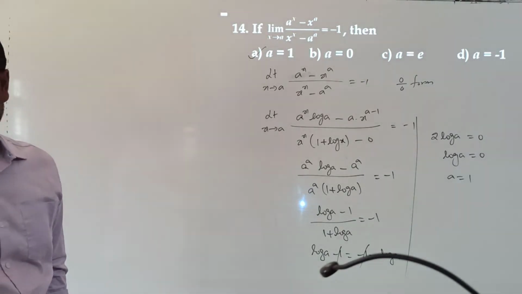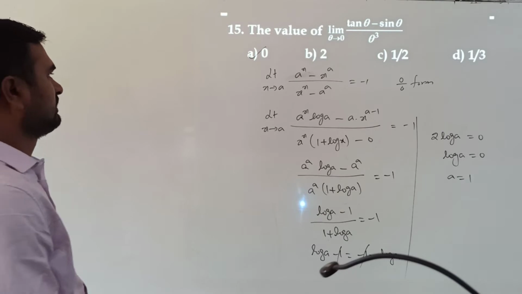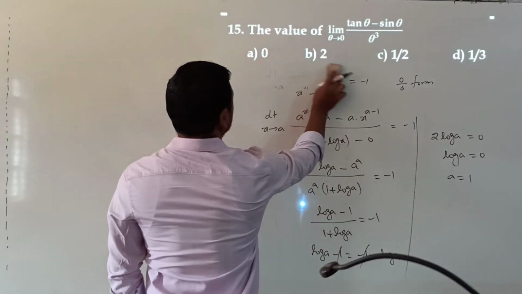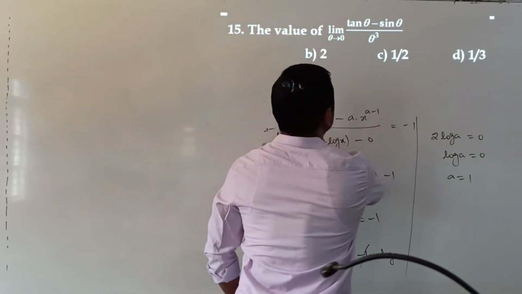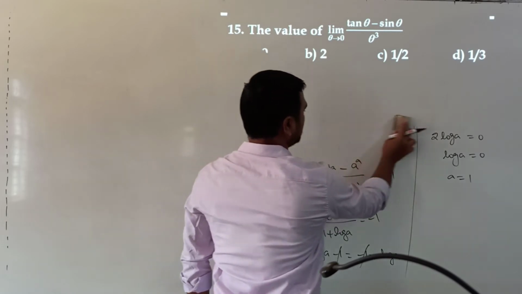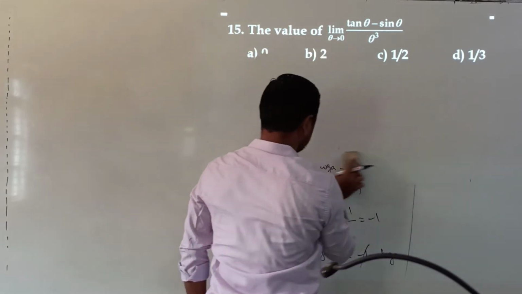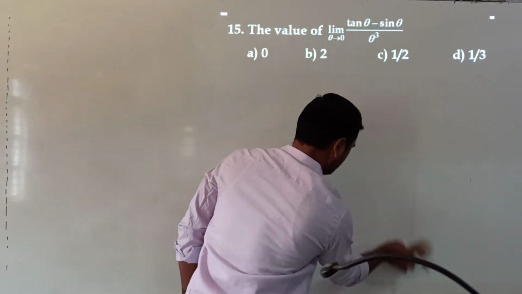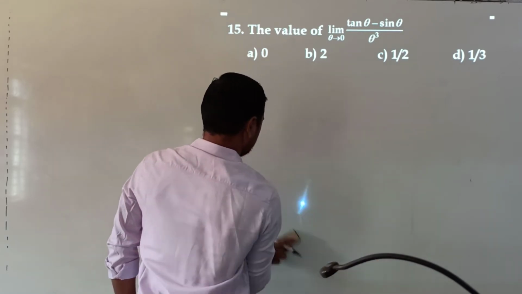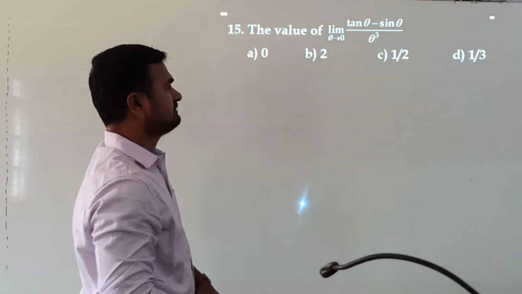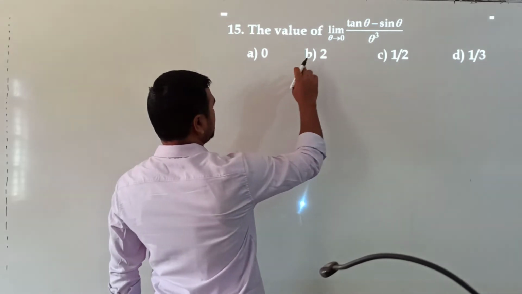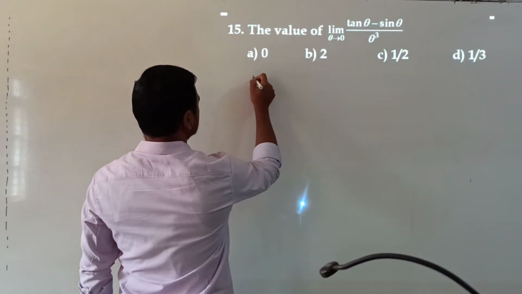Let's see the next question. The value of limit theta tends to 0, tan theta minus sin theta divided by theta cube is.